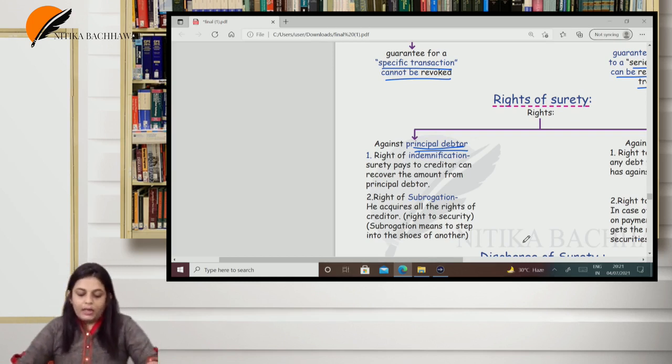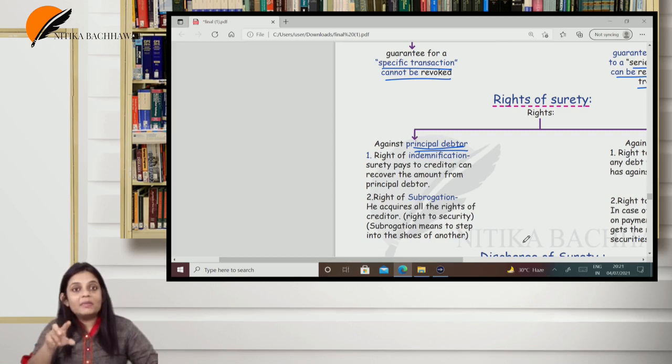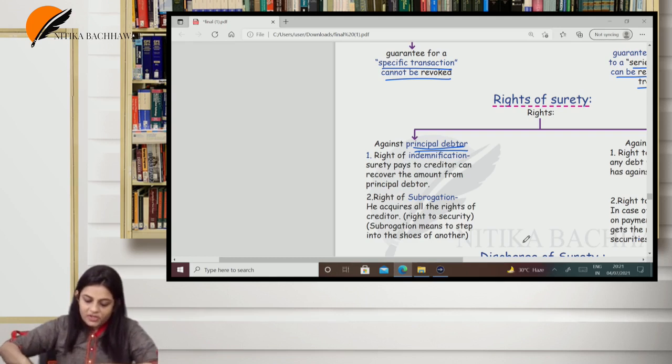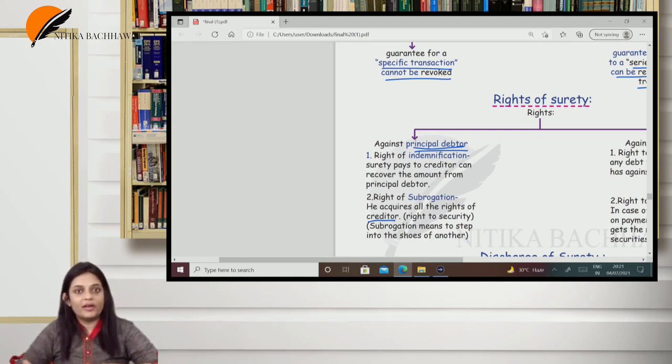And the right of subrogation. Basically, what happens is, when the surety pays off the creditor, the creditor is out of the picture, but the liability of the principal debtor is not over. The surety steps into the shoes of the creditor. Stepping into the shoes of the creditor means, as far as the principal debtor is concerned, the surety is now the creditor and he gets all the rights of the creditor. So, what is this right of subrogation? He acquires all the rights of the creditor.